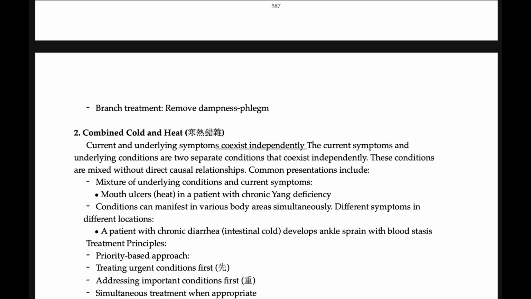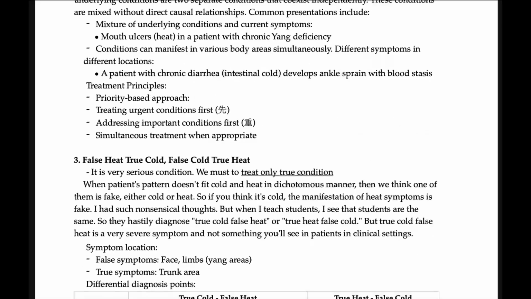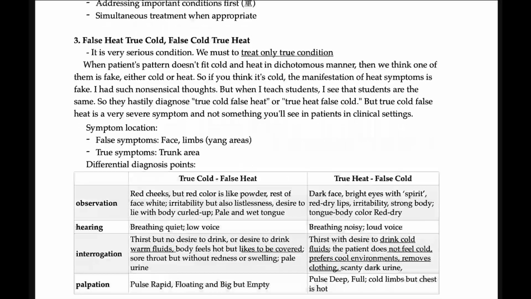Treatment approach: priority-based approach. Treat urgent conditions first, the branch. Address important conditions first, the root. Simultaneous treatment when appropriate. 3. False heat, true cold; false cold, true heat.